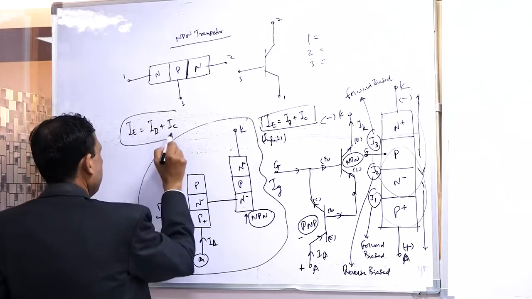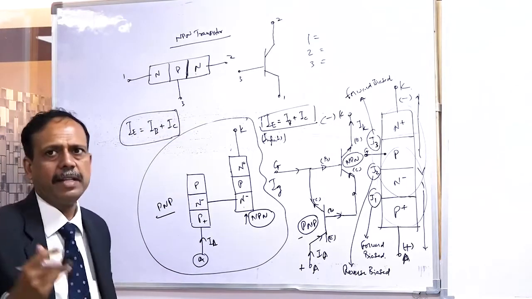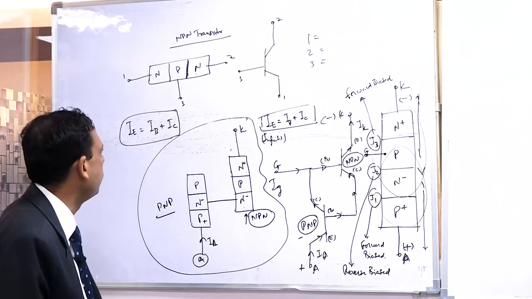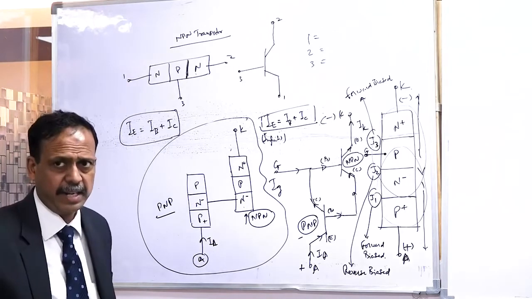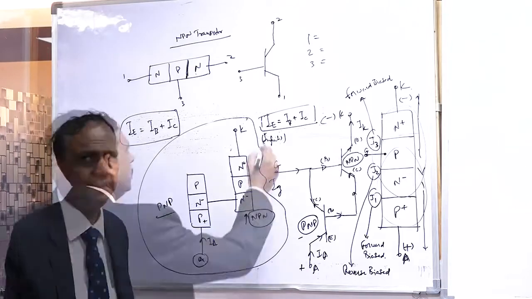The current relation remains the same. Emitter current is equal to base plus collector current, that remains the same. Whether it is a PNP or NPN transistor, emitter current is equal to the addition of the base and collector currents. Only the direction is changing. So that is what I am asking.